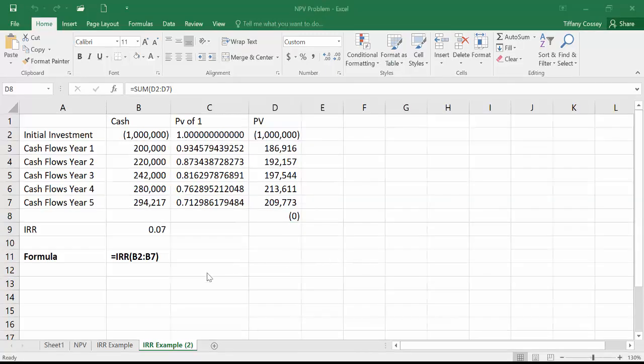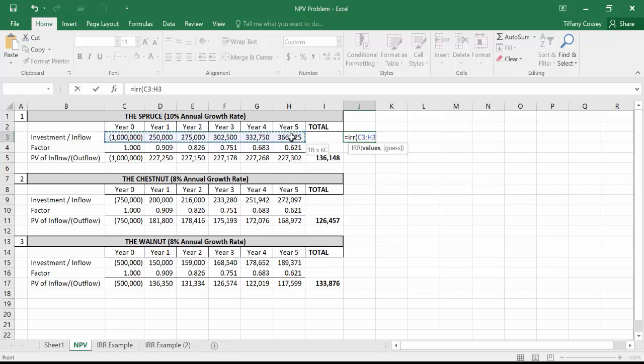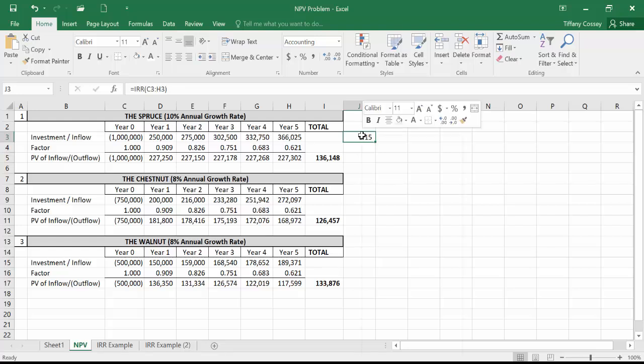Let's flip over to a problem that we did in class where we were calculating the net present value of different options. I'm going to use the internal rate of return formula here to find out what the IRR is for each of these investments. So equals IRR, and then the stream of payments, capture these. This one has an internal rate of return of 15%. When we did this problem, we brought everything back to present value at 10%. But the internal rate of return of the spruce investment is actually 0.15 or 15%.